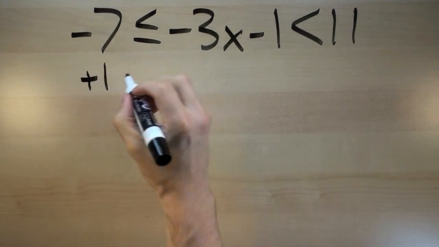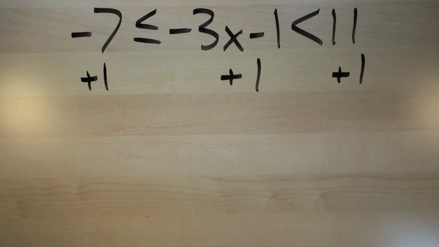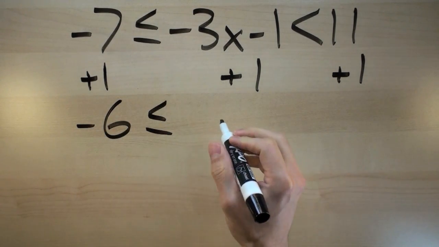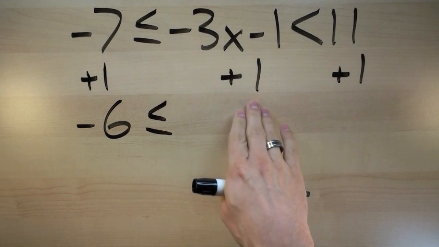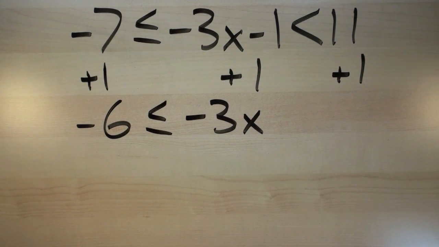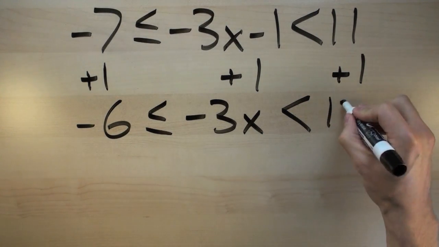So we get a +1, +1, +1, leaving us with -6 is less than or equal to -3x minus 1 plus 1, which leaves us with -3x. That's the whole reason we added 1. It is less than 11 plus 1, which is 12.